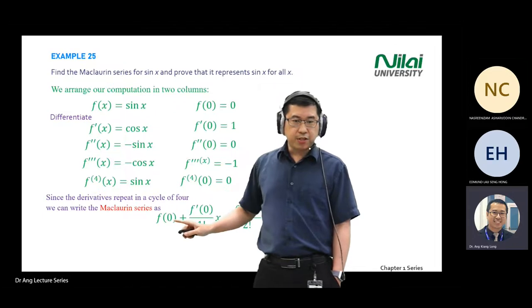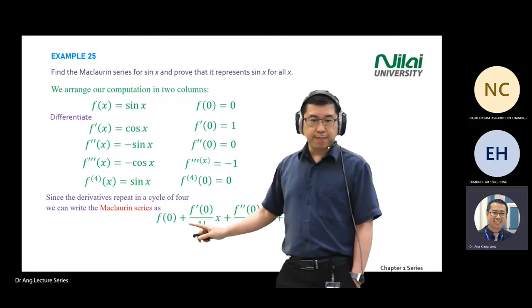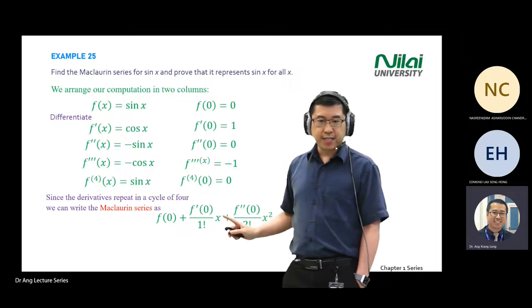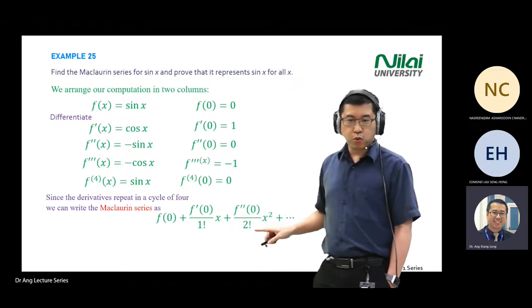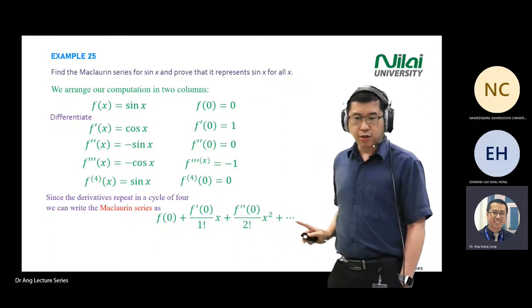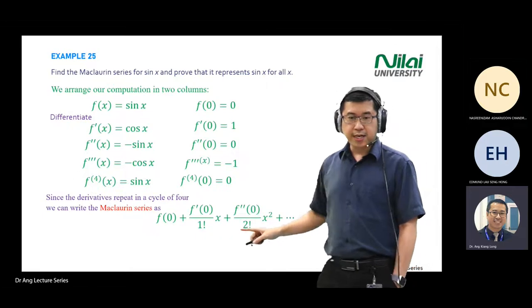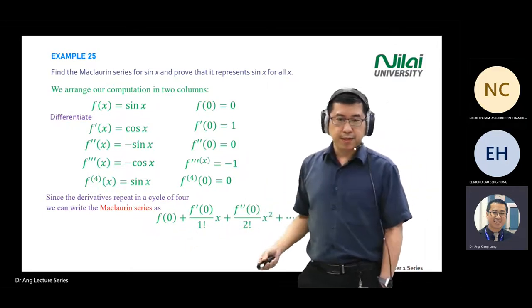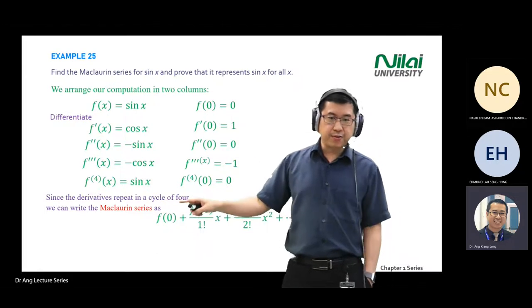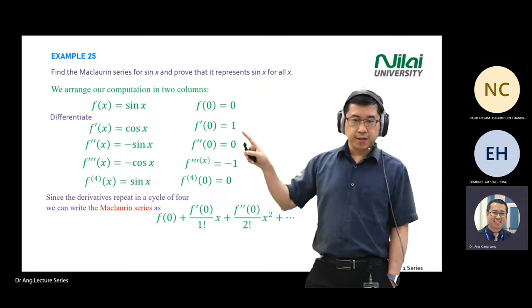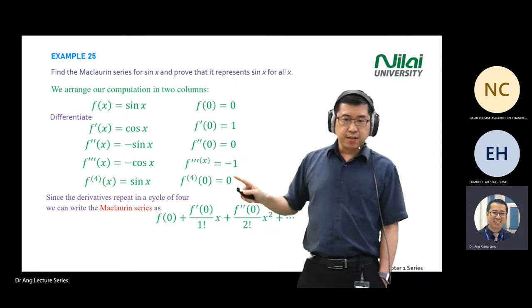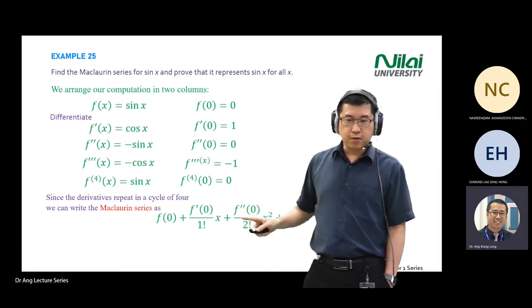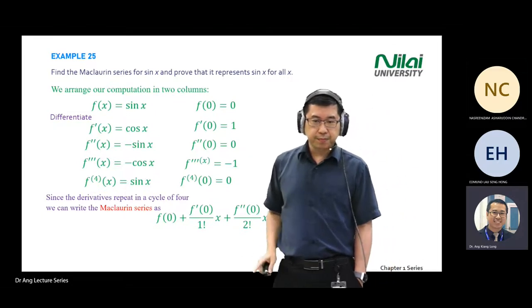So the first one, f(0) plus f'(0) divided by 1 factorial times x, and plus f''(0), meaning you differentiate two times, divided by 2 factorial times x squared, plus dot dot dot. This is a Maclaurin series. Okay, again, if you're not sure what is Maclaurin, go back to the previous video. Then you have all these values, right? You just substitute this one 0, this one 1, 1 factorial, you get 1, 1 times x, you get x. This one, differentiate two times, you get 0, so 0 divided by something, you get 0, and so on.